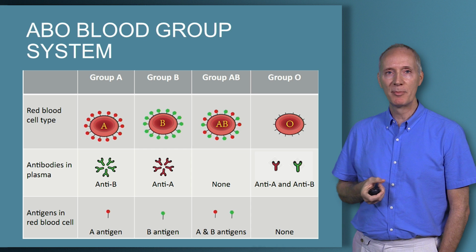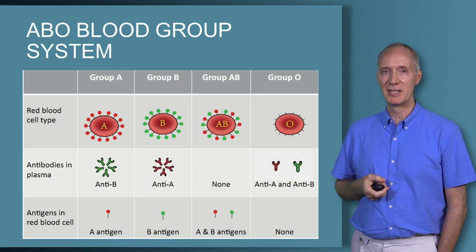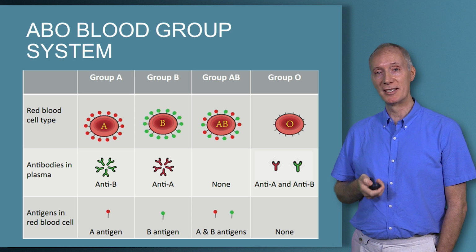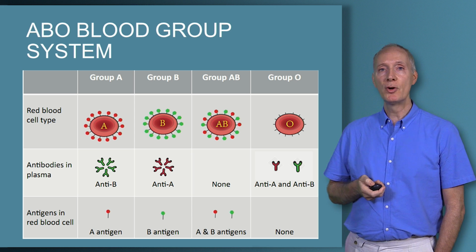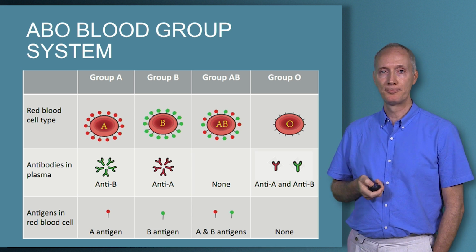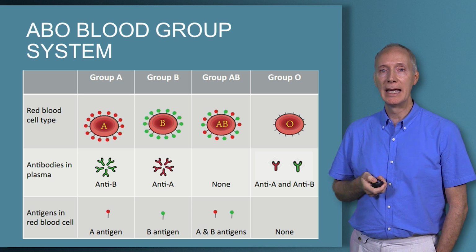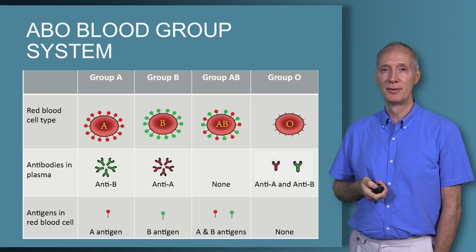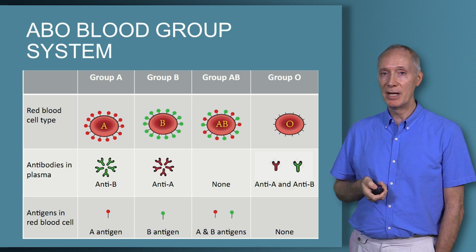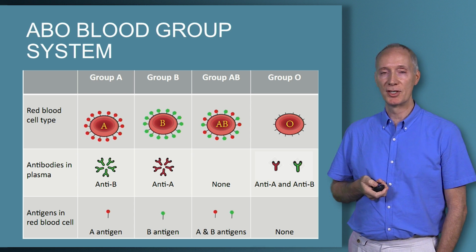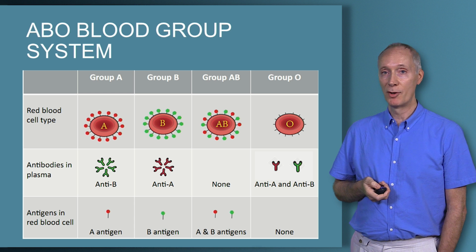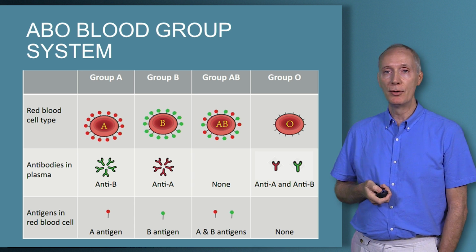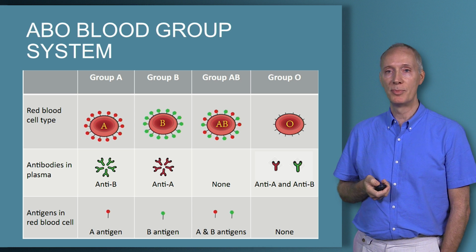Let me explain a little bit about the ABO blood group system, because it demonstrates a lot about the other blood systems as well. So when you are blood type A, you have A antigens on the surface of your erythrocytes. If you're blood type B, you have B antigens on the surface of your erythrocytes. If you're group AB, you have both. And if you have group O, you have neither A nor B.